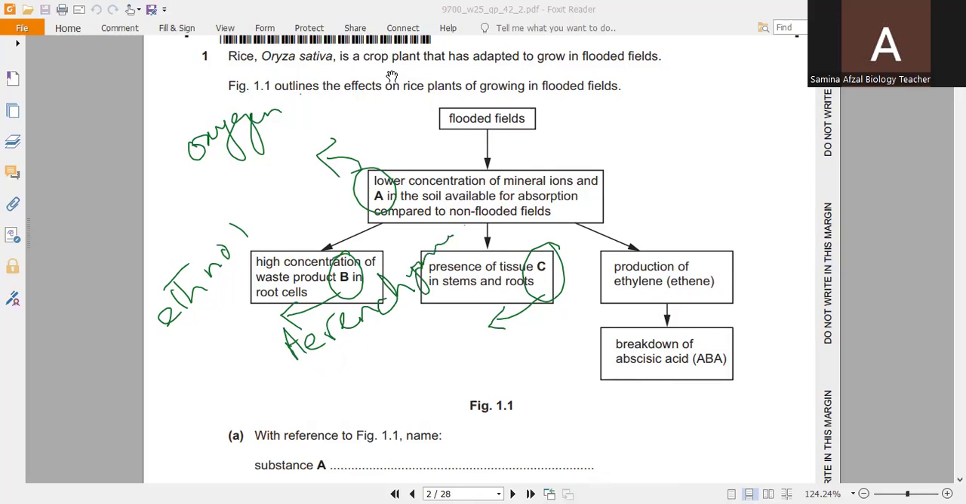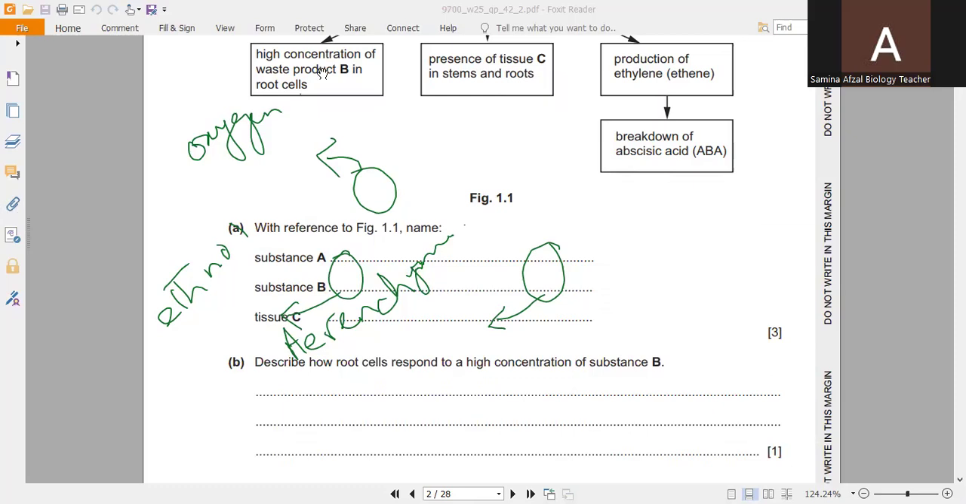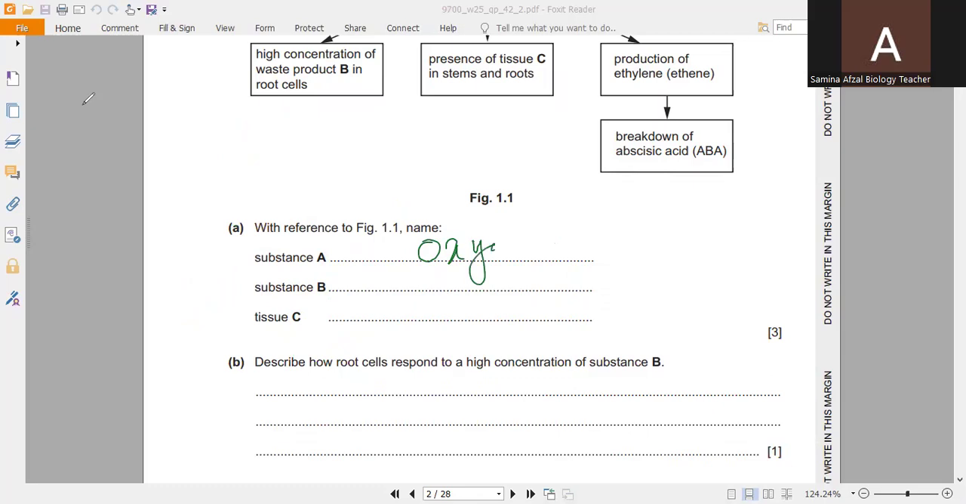Parenchyma is a specialized tissue containing large air spaces that allow oxygen to diffuse from the aerial parts of the plant down to the submerged roots. So I'm going to write all these on the given space. On the given space, substance A is oxygen, B is ethanol, and C is parenchyma.